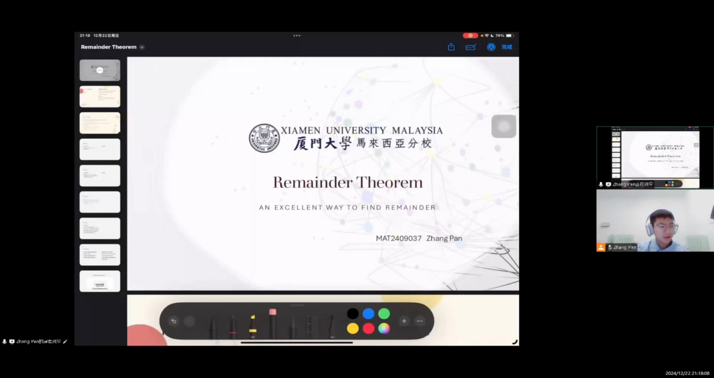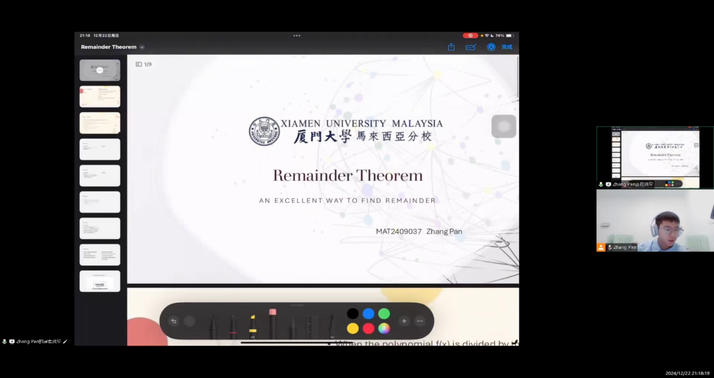Hello everyone. Today we'll learn about the remainder theorem together. Normally, if we want to find the remainder, we will calculate it vertically, like this one.